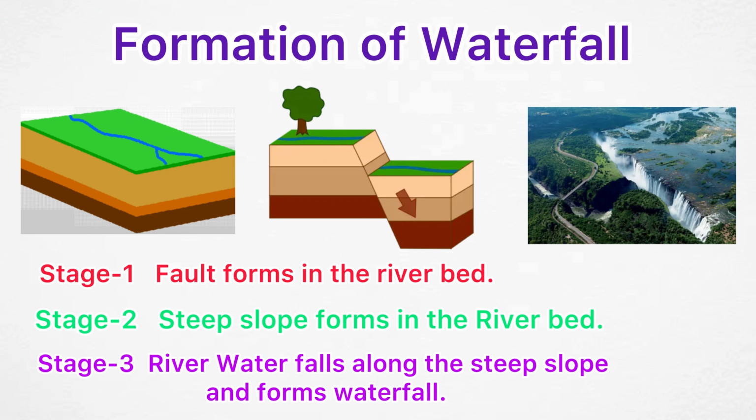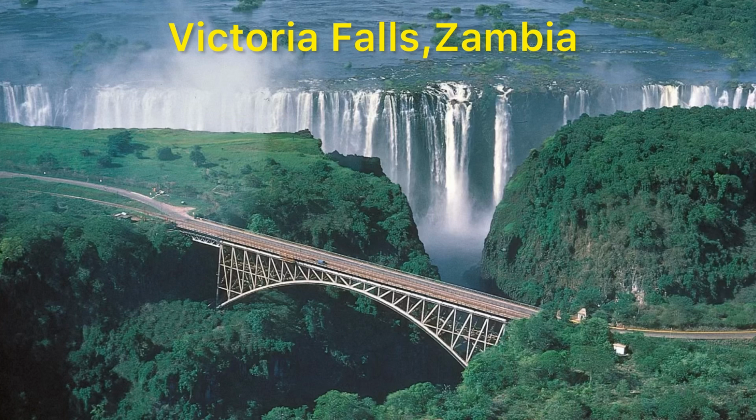If there is a horizontal fault in the course of the river, then a steep slope forms. And when water on that slope falls vertically, then a waterfall forms. Victoria Falls in Zambia formed due to the presence of a fault in the course of the Zambezi River.